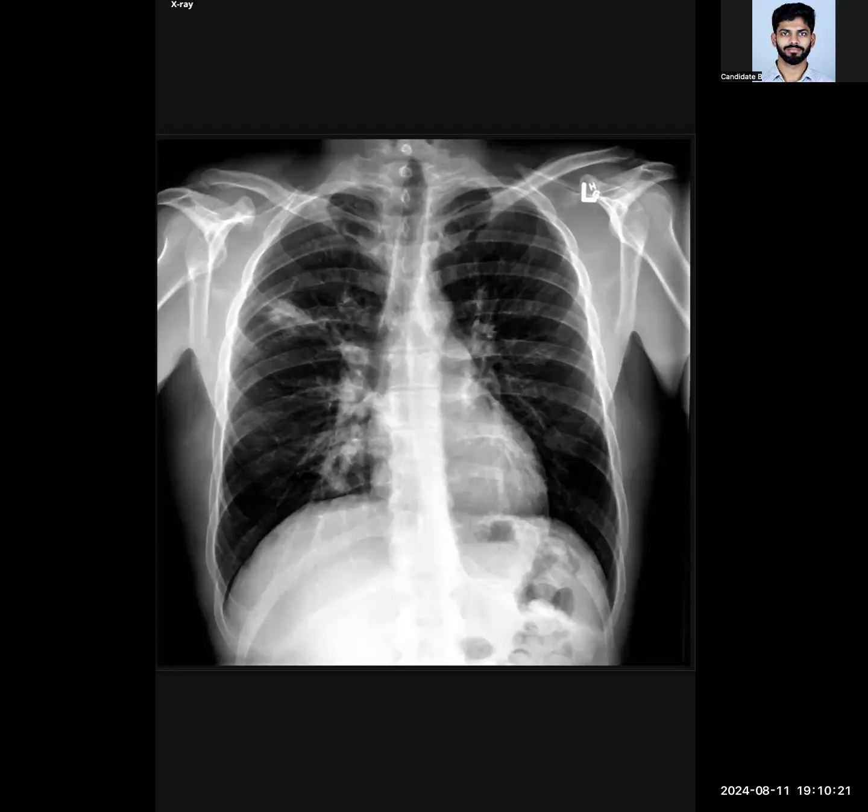Other than that, I can't see any obvious abnormality. In my routine practice I would compare with the previous images. I would inform this finding to the referring clinician and discuss the case in the respiratory MDT. I would recommend a follow-up scan also. I would recommend a further evaluation with a CT thorax.